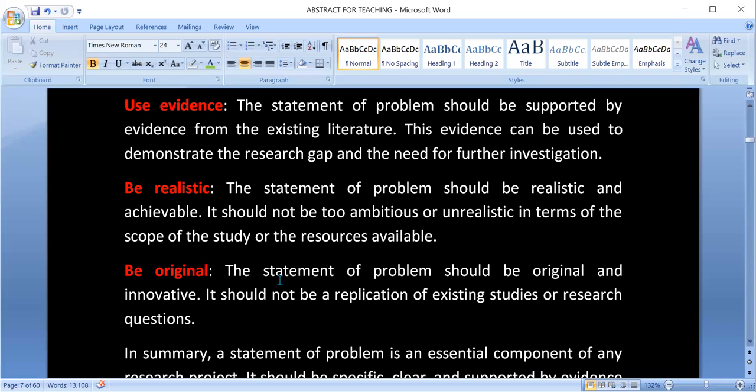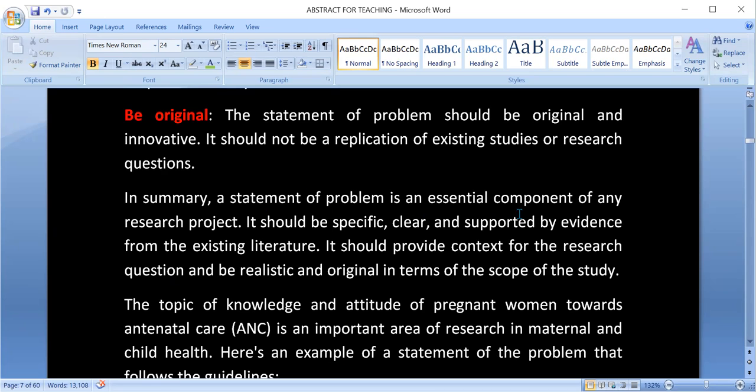Be original. The statement of the problem should be original and innovative. It should not be a replication of existing studies or research questions. So your own work should be different. It can still be the same population, but with a different methodology. In summary, a statement of problem is an essential component of every research project. It should be specific, clear, and supported by evidence from existing literature. It should provide context for the research question and be realistic and original in terms of the scope of the study.